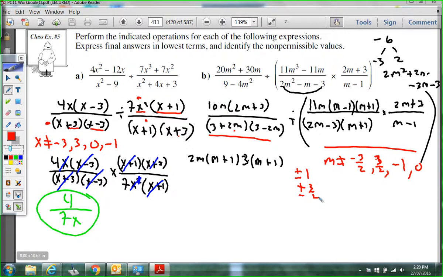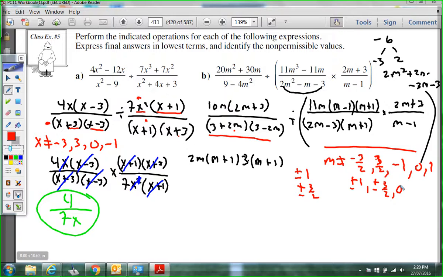Okay, and the same thing here, 1, which we already have. Oh, we don't have 1 yet. Yeah, we do. Plus or minus 1. And negative 3 halves again. So essentially, if we write the shorthand way, it'd be plus or minus 1, plus or minus 3 halves, and 0. So there's 5 non-permissible values.